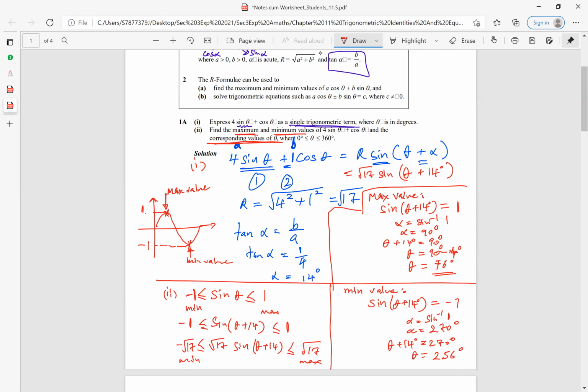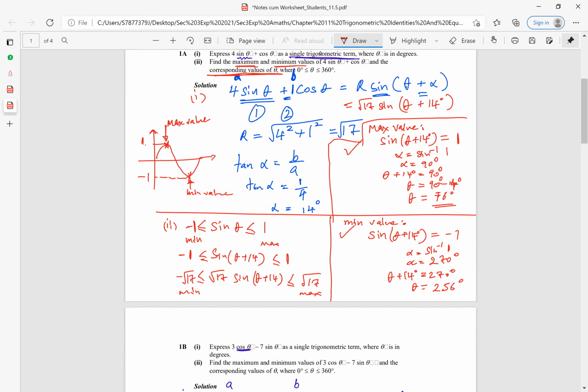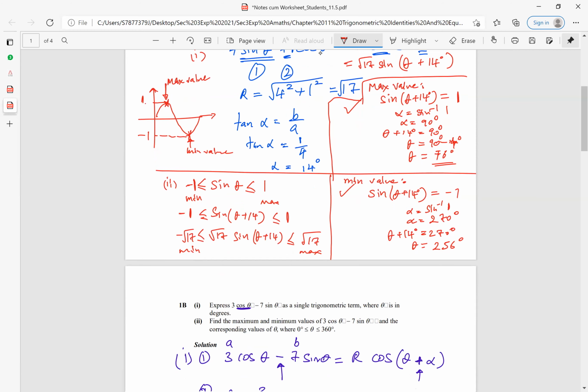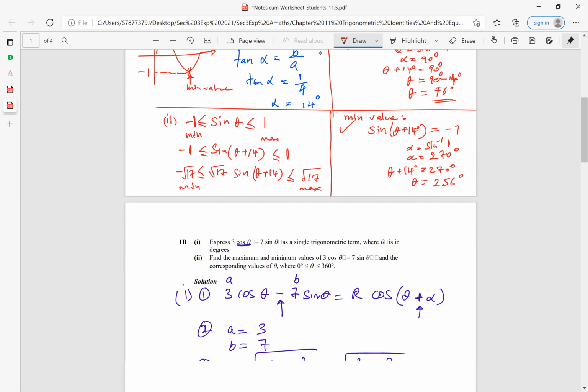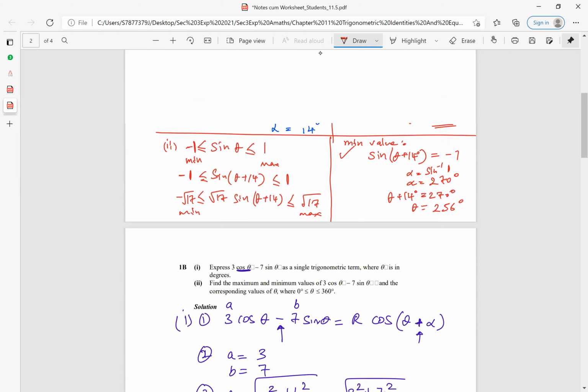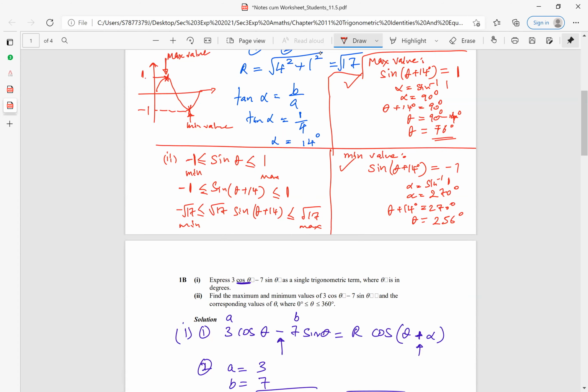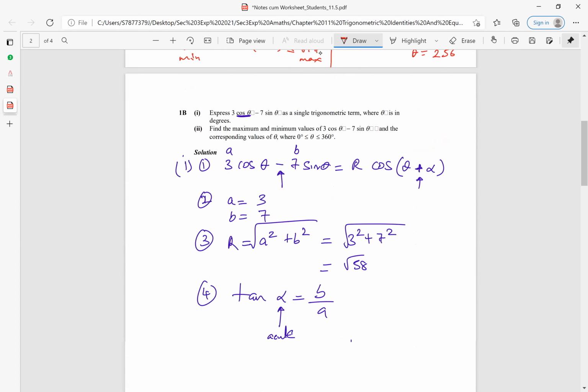Okay, so you guys clear about this? This is the part that I need to cover. These two parts, maximum and minimum value. Okay. Can or not, guys? Yeah. Okay, so it's the same for this as well.